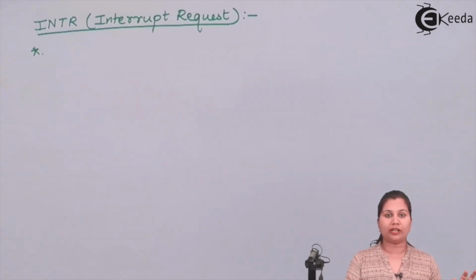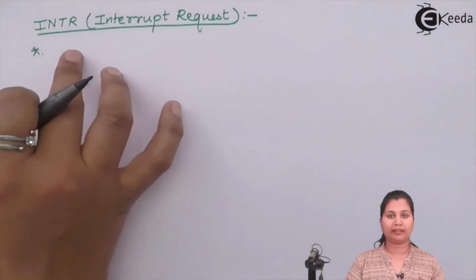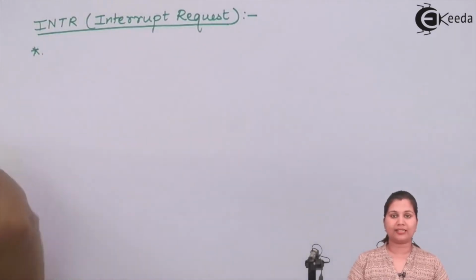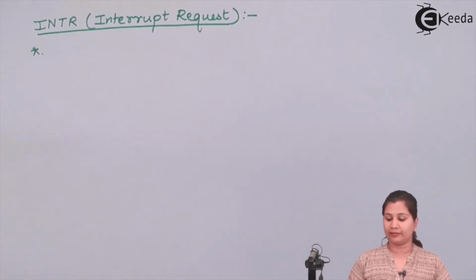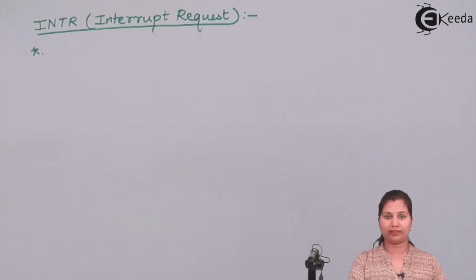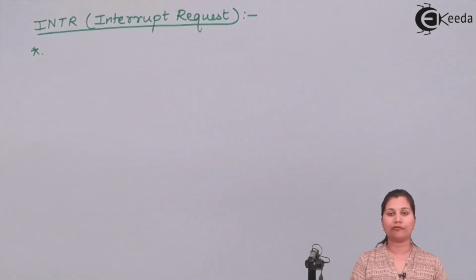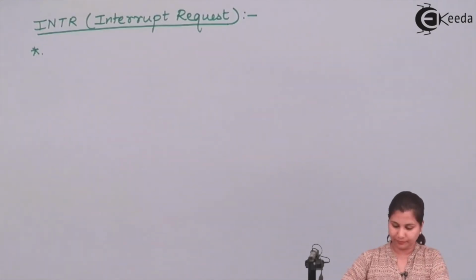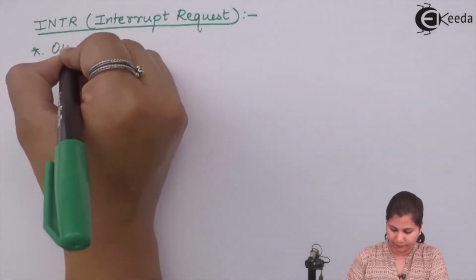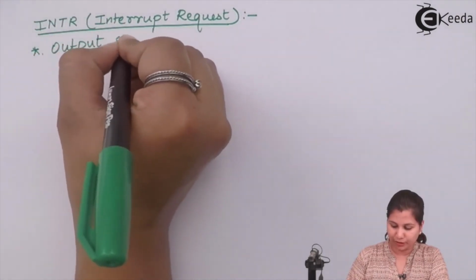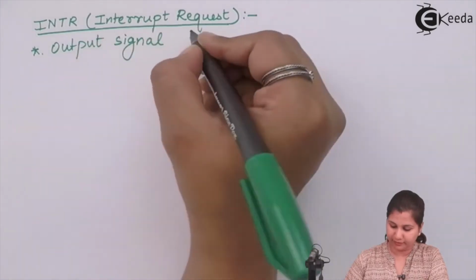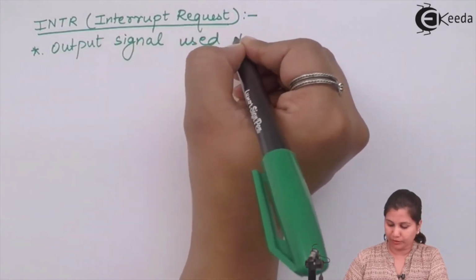So the microprocessor, if it is performing some function at that time, has to be interrupted, and that interruption is provided by the interrupt request. This signal is like a request by the 8255 to the microprocessor: stop your current function and first acknowledge or read the data byte which is present in the input latch. So this interrupt request is an output signal used to interrupt the microprocessor.